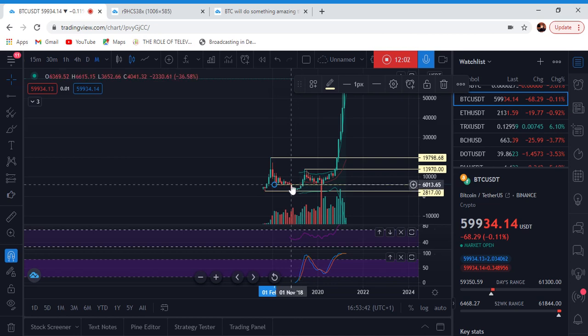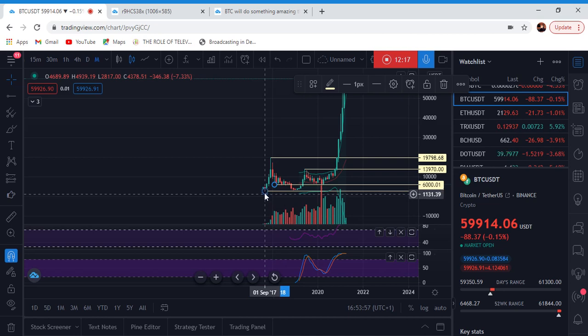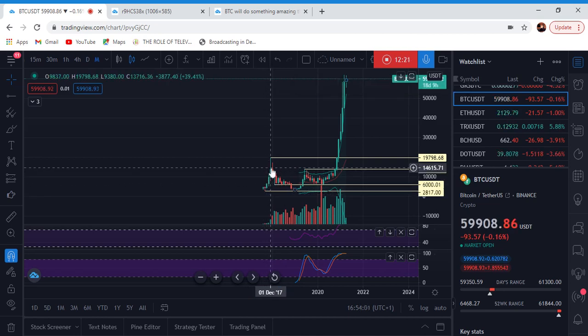I told you that previous supports, when broken, act as resistance. Then this previous resistance came into play and started acting as a support again, and this one is now acting as a resistance. So now we've gotten our first support and first resistance.